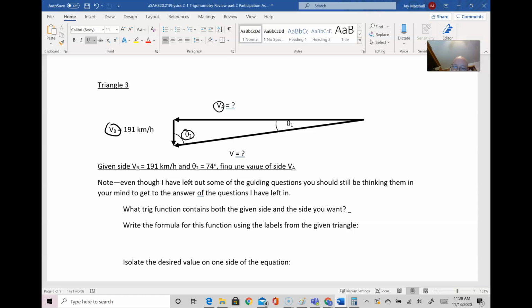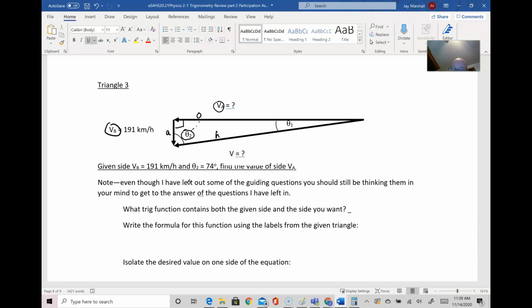I've left out some of the guiding questions. You should still be able to think them in your head. I've left out the first two guiding questions. I've just said what trig function contains both the given side and the side you want. Your brain goes, I was given the, and let's label these. Right, here's my right triangle, so this is the hypotenuse. This is the angle I want, so this is the adjacent side. This has to be the opposite side, right? It's on the opposite side of the triangle there.